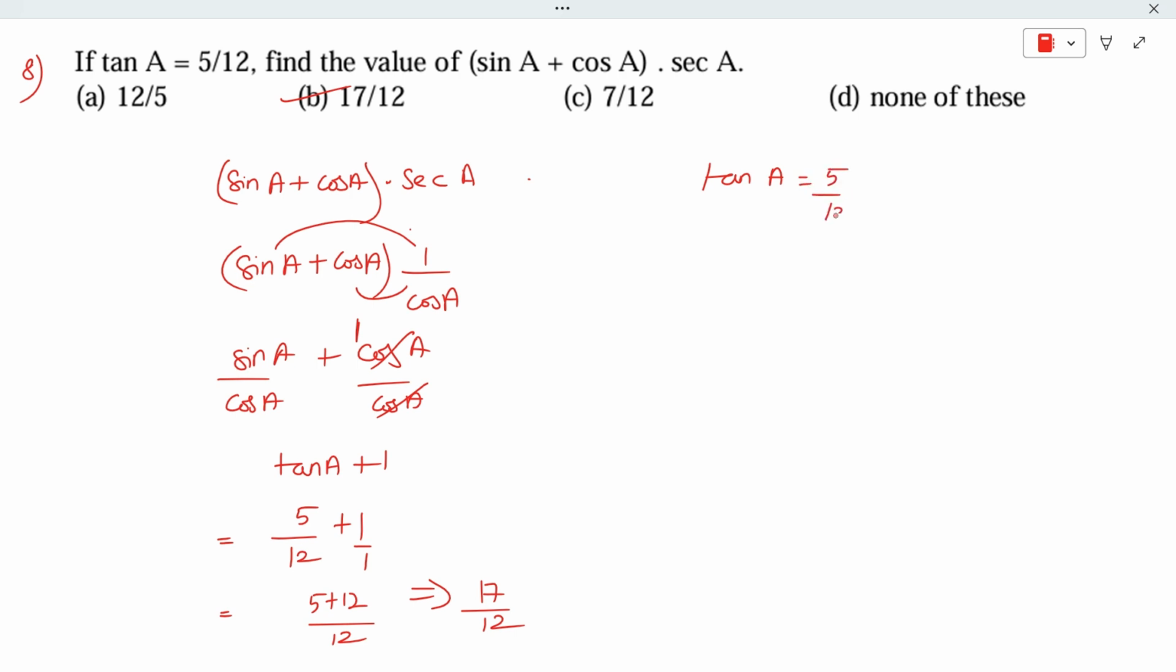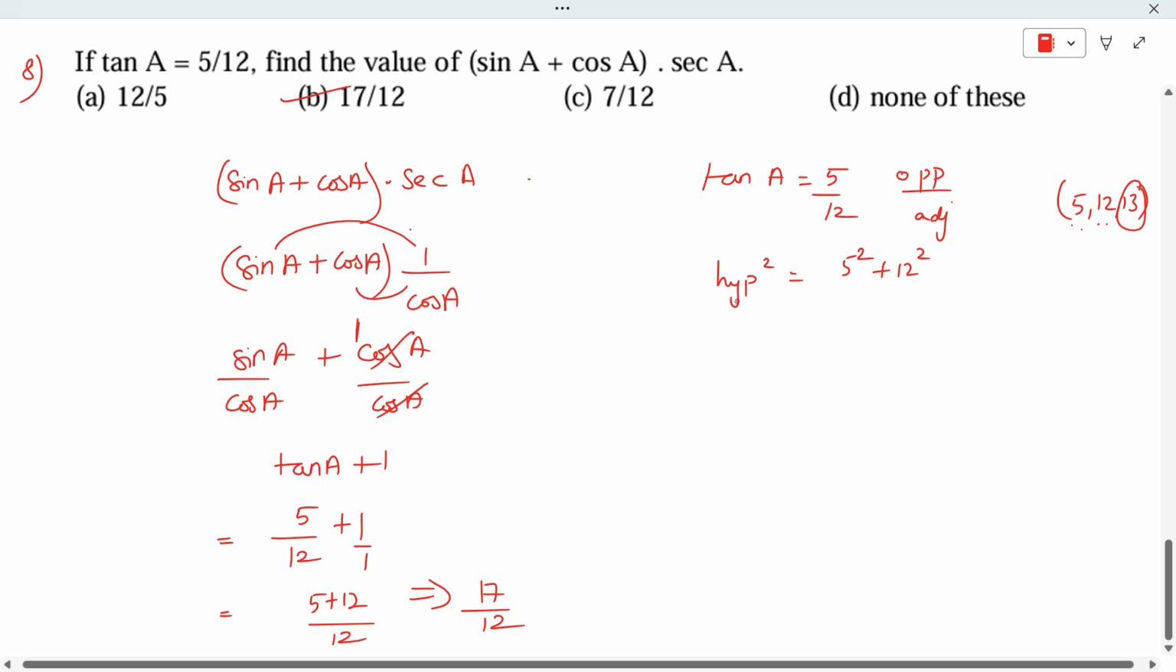So tan A is 5 by 12, which represents opposite by adjacent. So how will you find the hypotenuse? Hypotenuse square is equal to opposite square plus adjacent square. You always know the Pythagorean triplet 5, 12, 13. If the opposite and adjacent are 5 and 12, the longest side length will be 13, that is the hypotenuse. Hypotenuse square is equal to 25 plus 144, which is 169, so the hypotenuse is root of 169, which is 13.